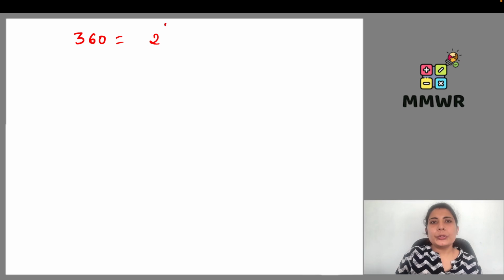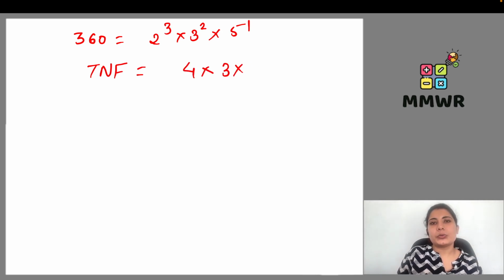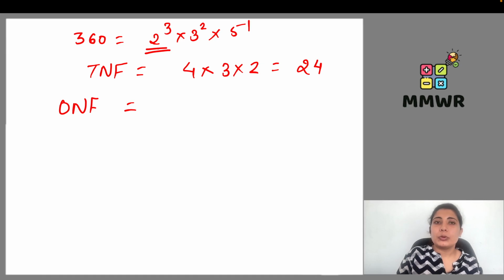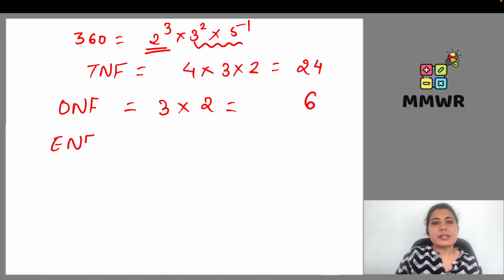Okay. 2 cube, 3 square, 5 to the power 1. Total number of factors will be 4 multiply 3 multiply 2, which is 24. Right? Odd number of factors: how many odd factors are there? For odd, I will exclude this part. Only this needs to be taken care of. So 2 plus 1 is 3, 1 plus 1 is 2. 6 I am getting. Even number of factors: 24 minus 6 gives me 18.